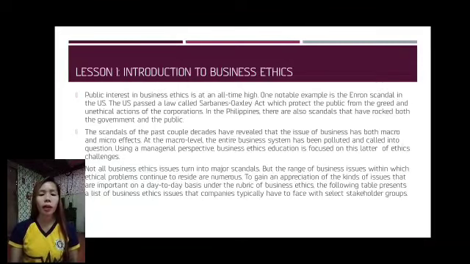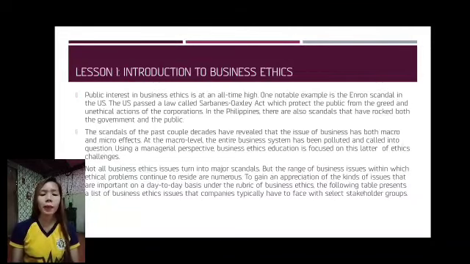After those events, the US passed a law called the Sarbanes-Oxley Act, which protects the public from the greed and unethical actions of corporations, and helps protect investors from fraudulent financial reporting by corporations.